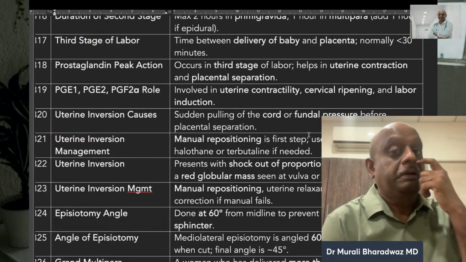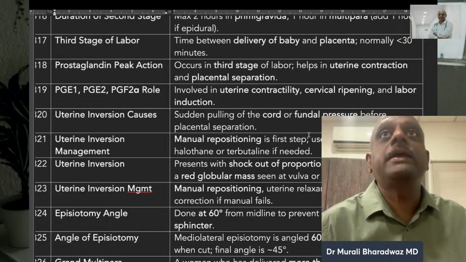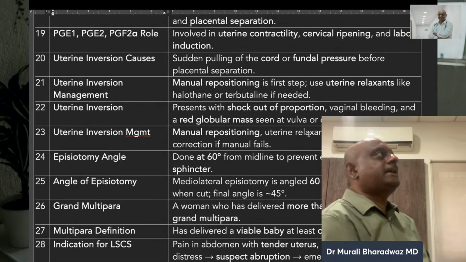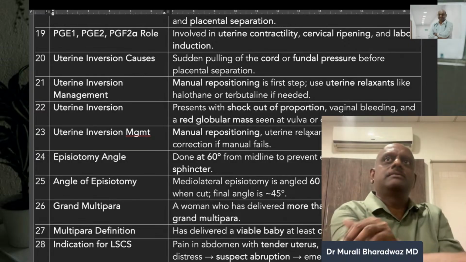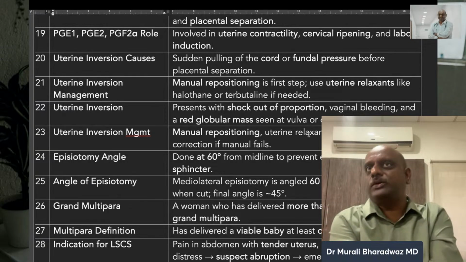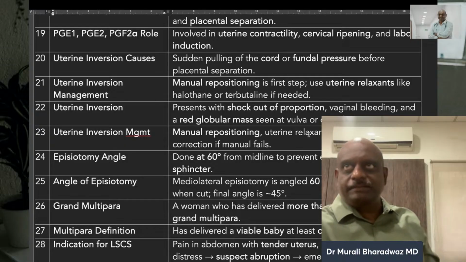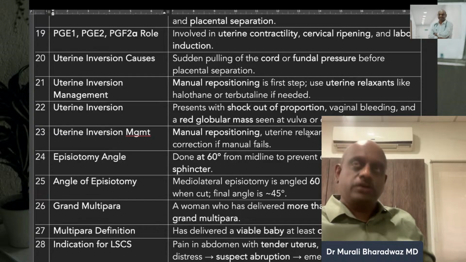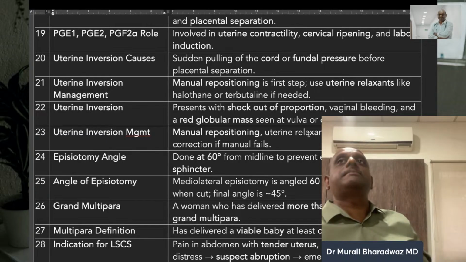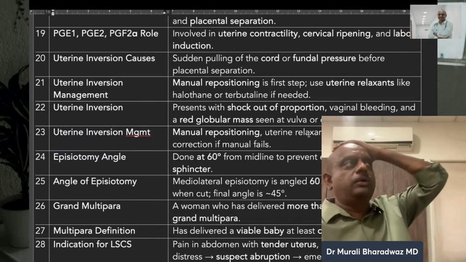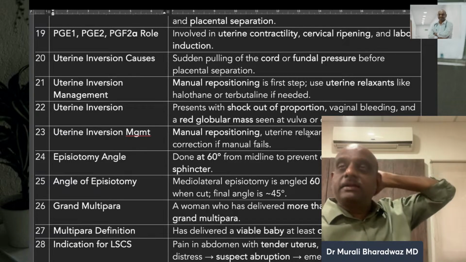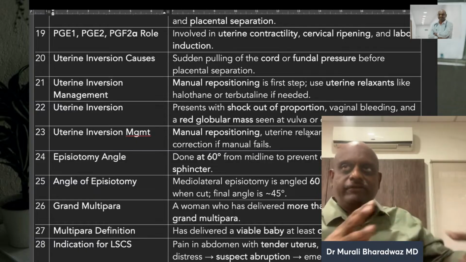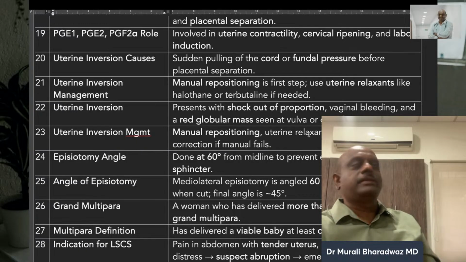Now, how do you manage uterine inversion? Basically, we try to reposition the uterus which has come out. We give a uterine muscle relaxant. Which type of drugs are uterine muscle relaxants? They should relax the smooth muscle. That is the reason beta 2 agonist drugs are the uterine relaxants. And if all this fails, then we need to intervene surgically for uterine inversion, right?